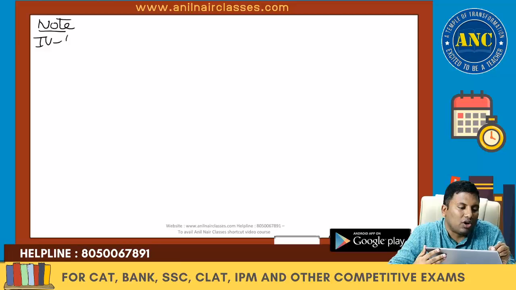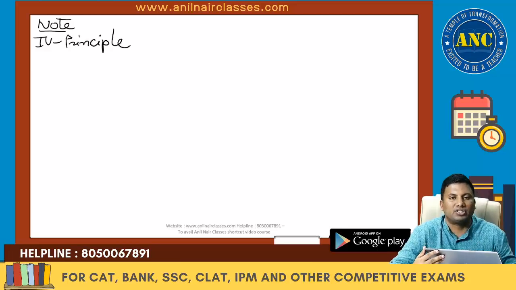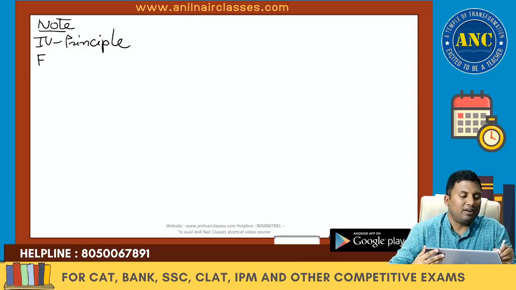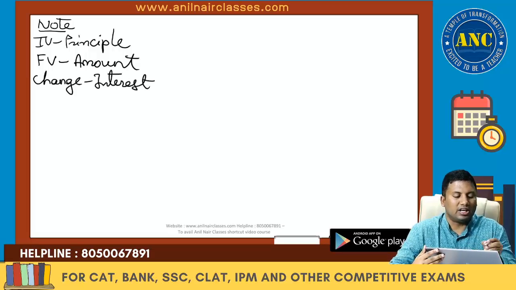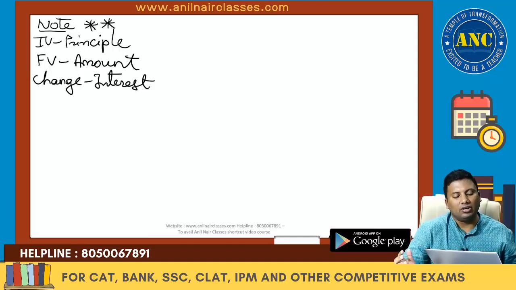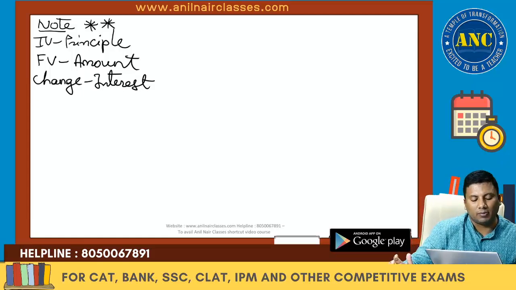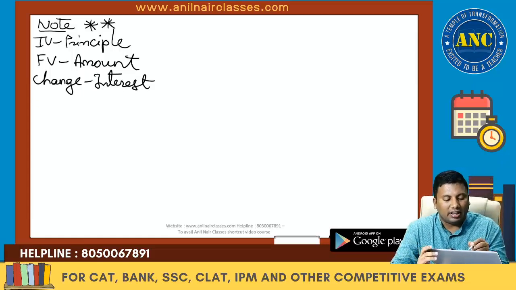Initial value is called the principal. Final value is called the amount. Change is nothing but interest. Initial value is principal, final value is amount, change is nothing but interest.